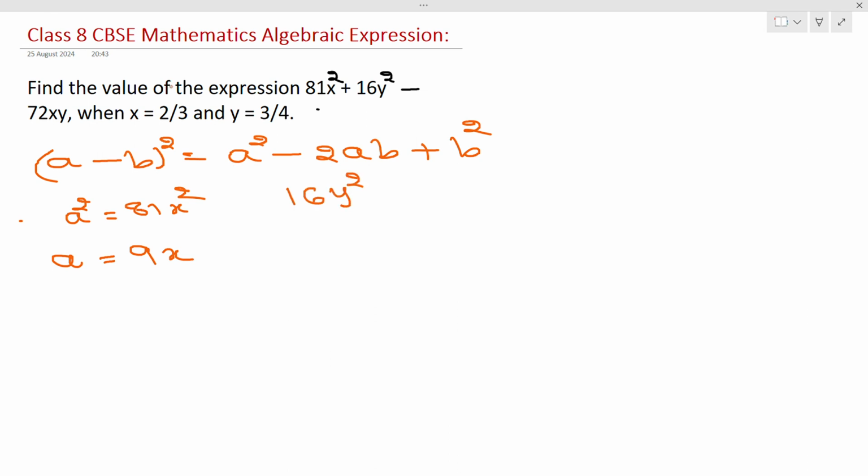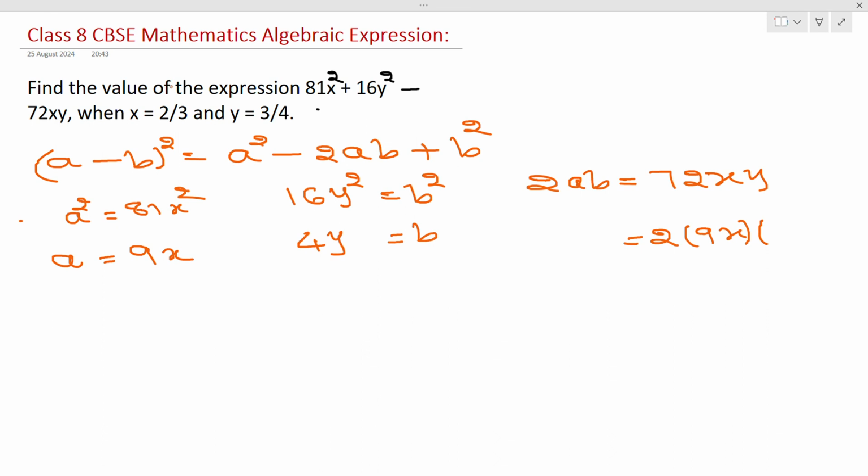So if you apply the square root, b is going to be 4y, and in place of 2ab, I can see 72xy. That also matches as 2 into 9x multiplied with 4y. You can see 2 9s are 18, 18 4s are 72. 72xy is nothing but 2ab. So this a² - 2ab + b² is of the form (a - b)².